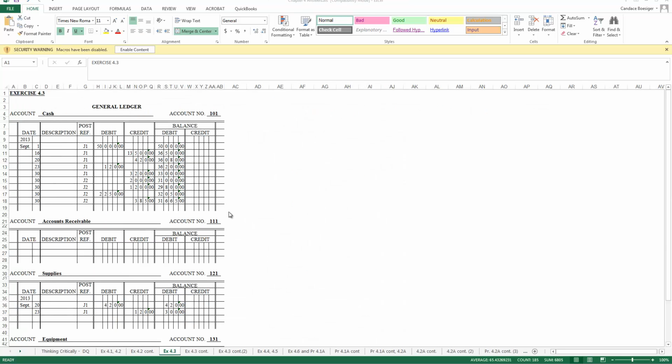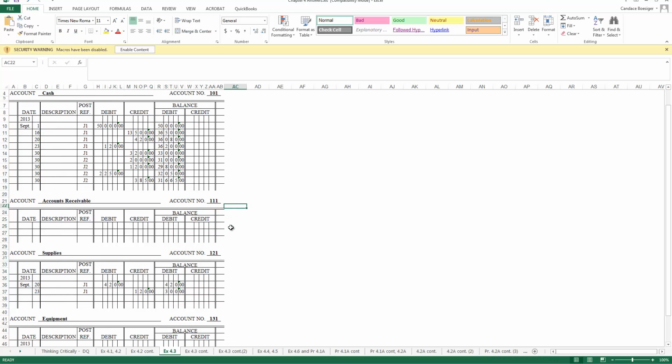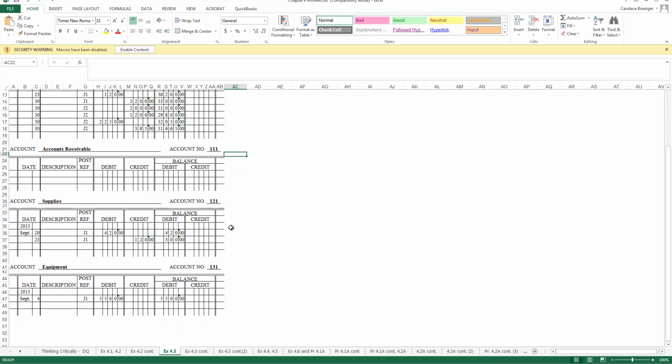Okay, here is what your cash should look like, your accounts receivable, your supplies. When you're all done posting all those general journal entries, this is what it should look like. And look here, these say J2, that means it came from General Journal page 2. Look, in accounts receivable, we didn't even use it, but we opened up that ledger.